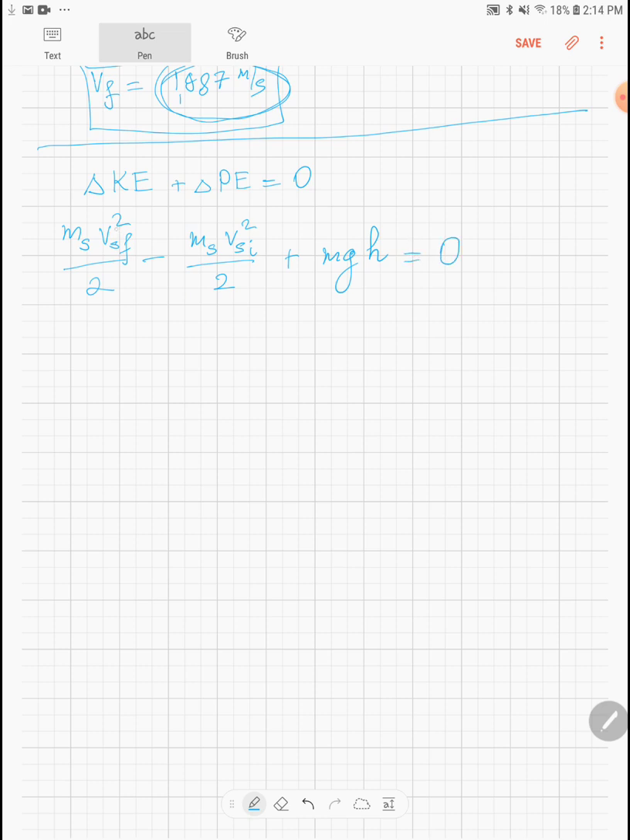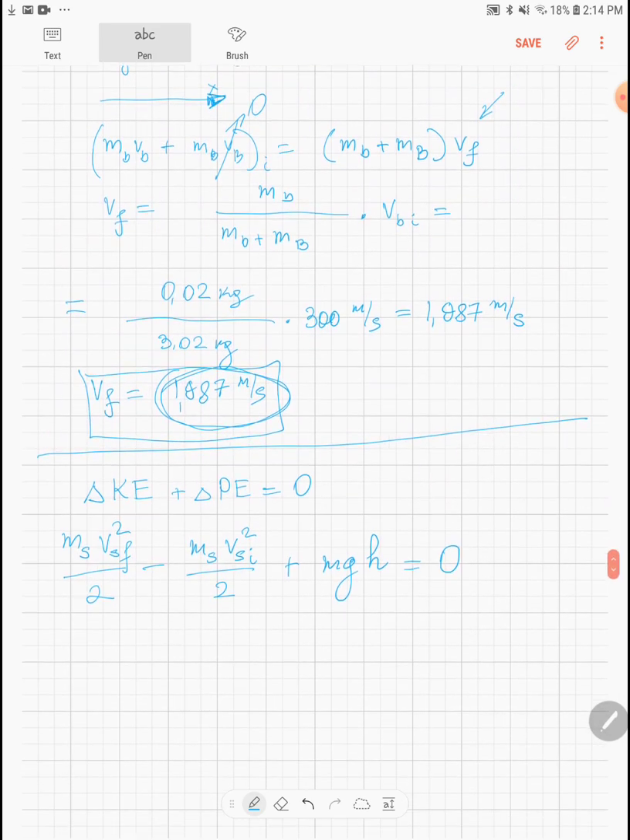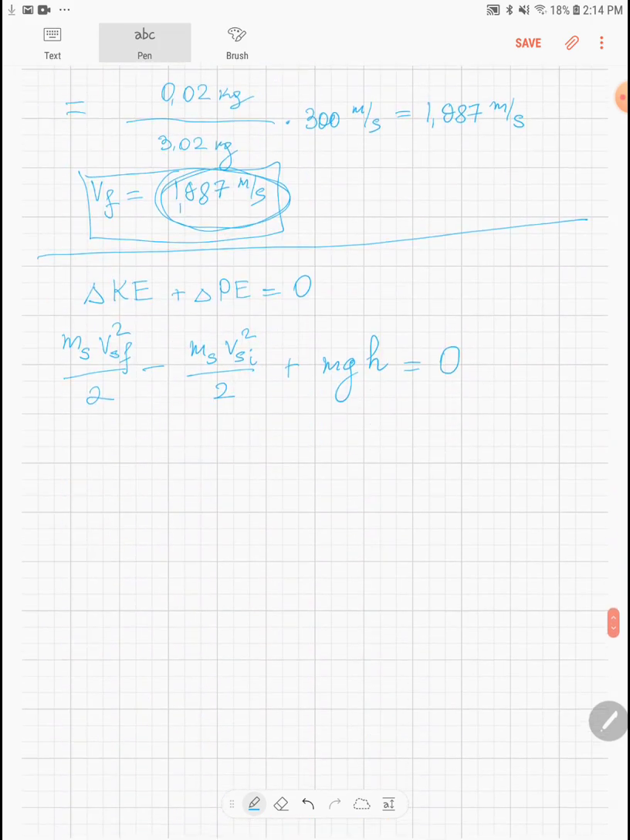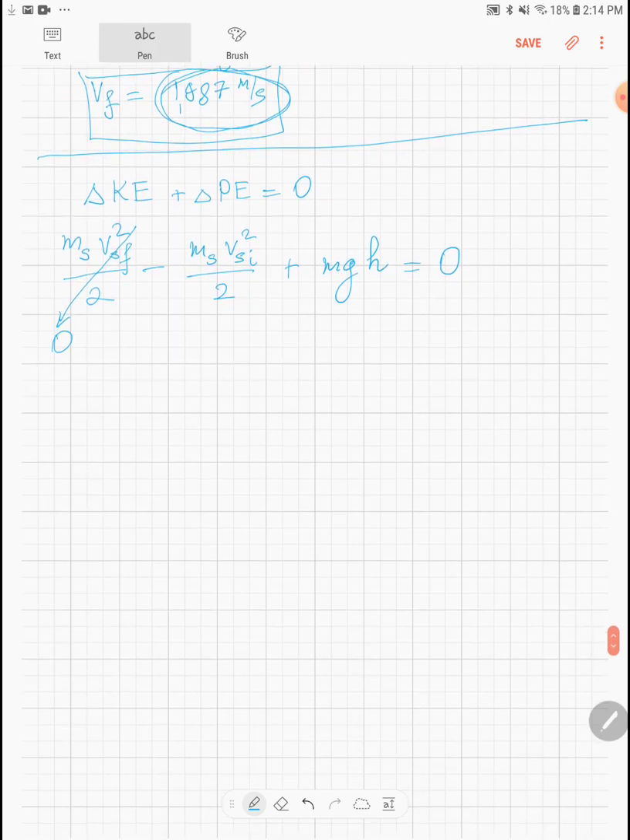We know that the system stops at this point. It stops. So the final velocity of the system is 0. So this is 0. And this is why we can solve this problem for the unknown h. h will be given by this equation.